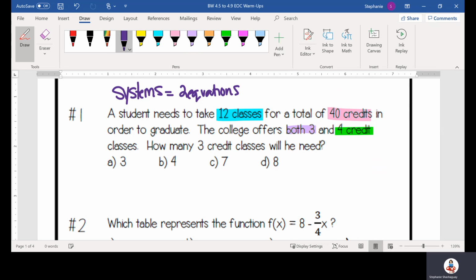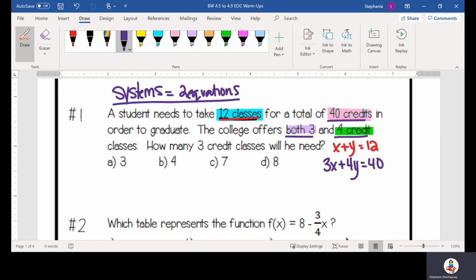All right, so what we're going to do is take this 12, and that means that his total number of classes that he needs to take are 12 classes. So that's going to be x plus y is equal to 12. Okay, then we have 3 and 4 credit classes. So 3x plus 4y is equal to 40. Now that I have 2 equations, my systems, now I can solve.